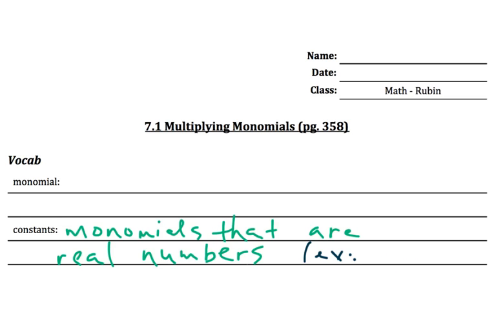So, monomials that are real numbers, for example, if I just had the number 2, that would be a constant. The reason it is a constant is because it does not depend on a variable whatsoever. It is unchanging. Another example would be just 4. That would be another constant.